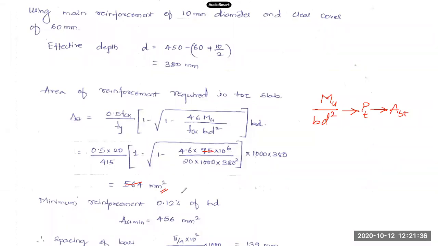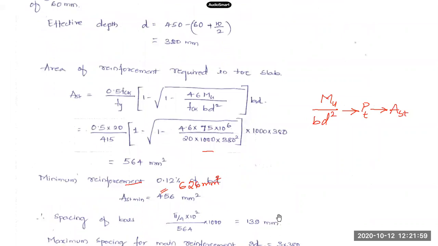Sir, 626.7 mm square. Okay. So what you get is 626 mm square. So this is the AST that has to be provided minimum for this moment. Now from that, what about the spacing of our bars? If I use bars of 10 mm as my main reinforcement, this is the spacing I'm getting for the AST I had calculated.